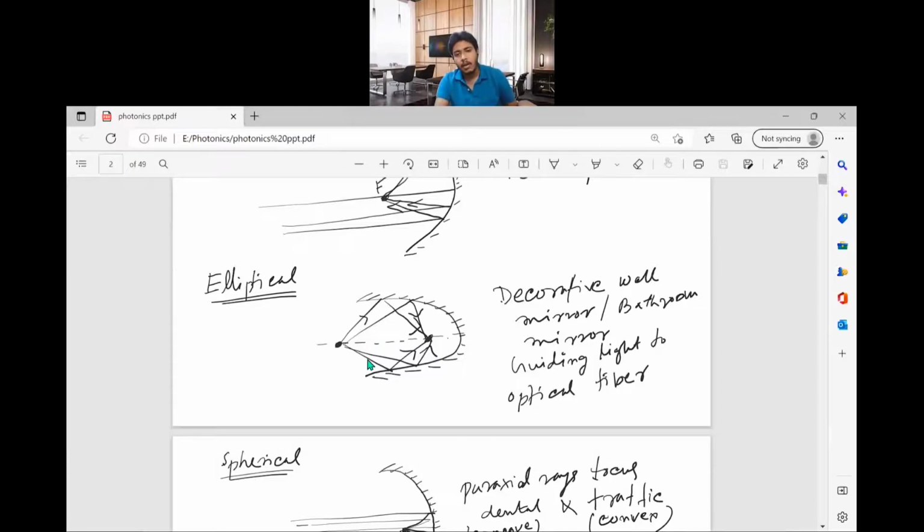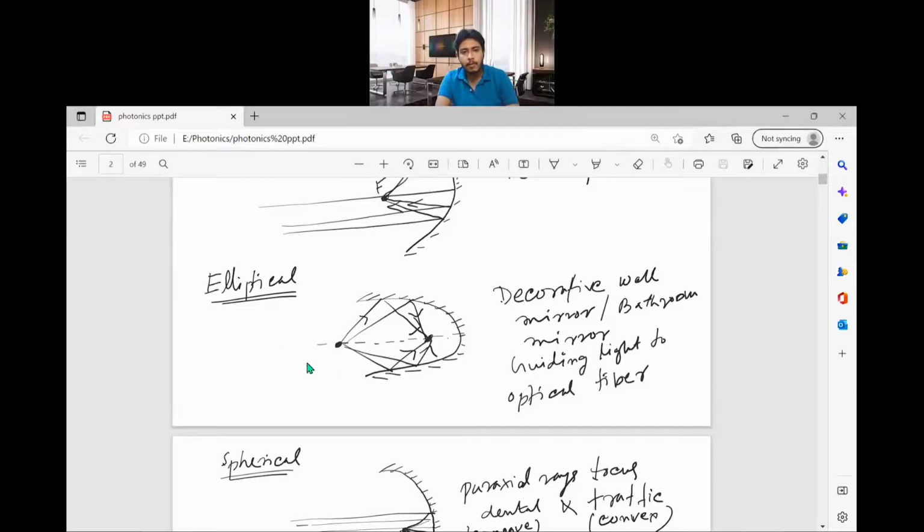Now the elliptical mirror has the imaging property. You can see the two points, P1 and P2. The light will travel and be reflected back from the mirror, and it will be focused on this point P2. Likewise, if you have a source at P1, it will be reflected back to P2. So it has the imaging property.